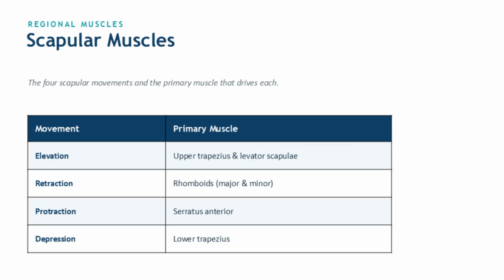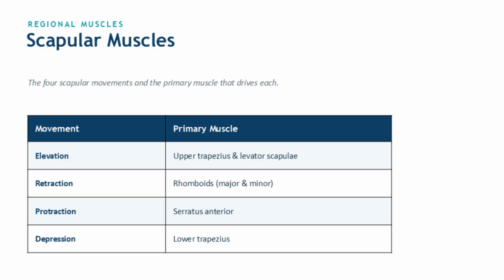Scapular muscles. The scapula serves as the foundation for upper extremity movement. Before the arm can move efficiently, the scapula must be properly positioned and stabilized. Several muscles are responsible for controlling scapular movement. Together, they produce elevation, depression, retraction, and protraction.